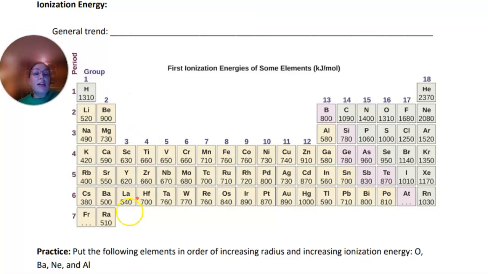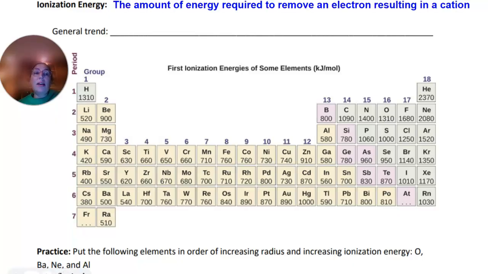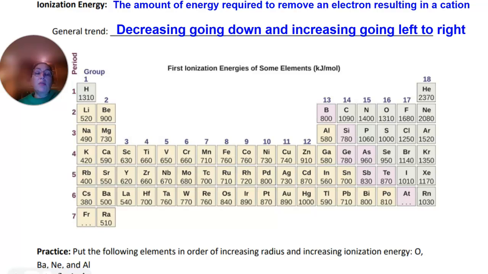So this next trend, ionization energy, follows it, but it's really the opposite. Ionization energy is the amount of energy required to remove the outermost electron, creating a cation. So it's really about how easily we can remove the outermost electron. Ionization energy decreases going down and it increases going left to right.